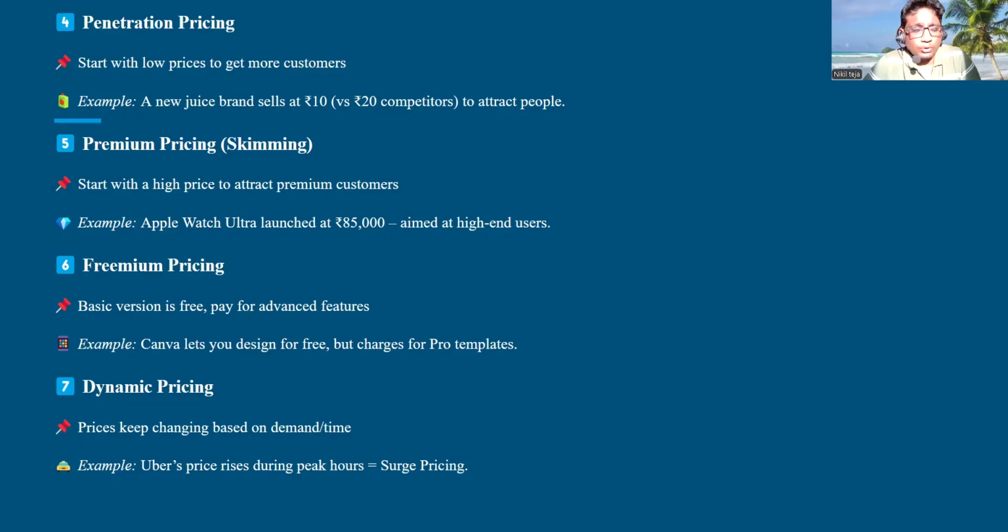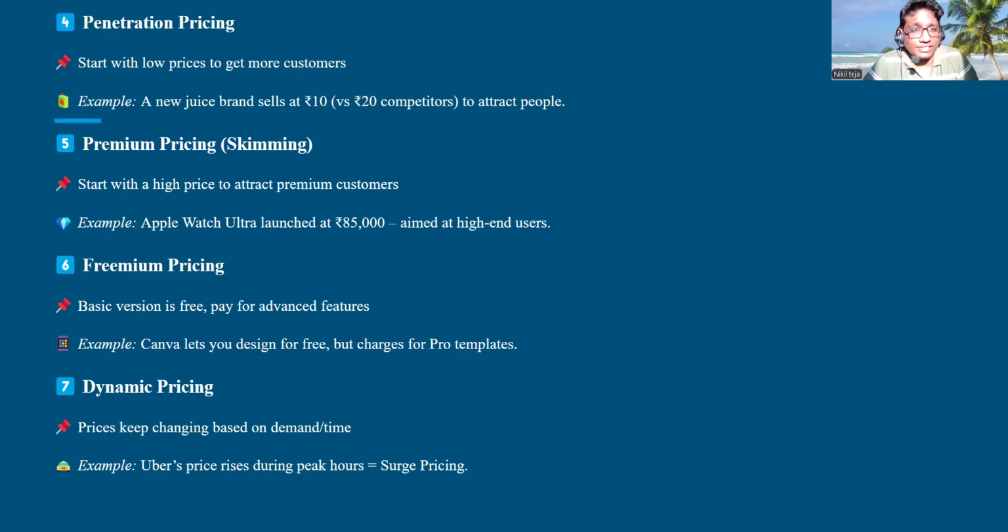Starts with low prices to get more customers. A new juice brand sells at 10 rupees versus 20 rupees for competitors to attract people. So basically, their competitors are charging 20 rupees for a glass of juice, but this juice brand is selling only for 10 rupees to attract more customers. After they have attracted the customers and increased their loyal customer base, then they will be increasing the prices, right?